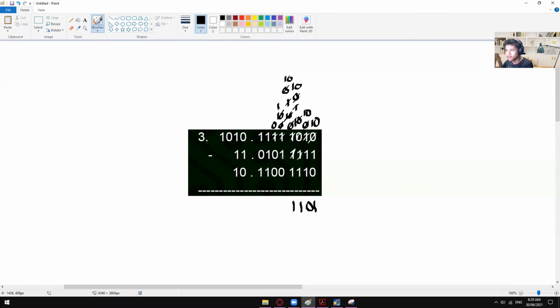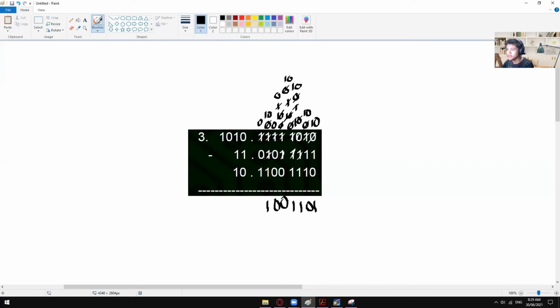So 1 minus 1 is 0. So cancel, cancel. Okay. So 0 minus 0 is, of course, still 0. Moving on to the next one. 0 minus 0 is still 0. So just put here 0. 1 minus 1, of course, is already 0. So just put here 0. So 0 minus 1 cannot be. So we have to borrow to this neighbor of yours. So 1 will become 0. 0 will become 10. And then 10 minus 1 is 1.